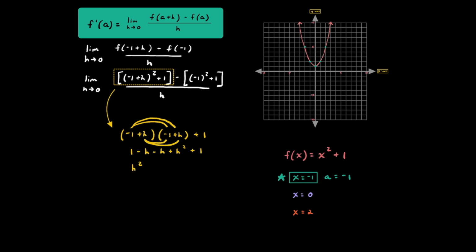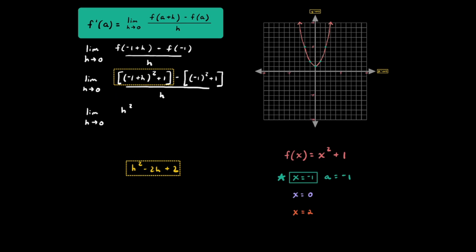Rewritten, we have h squared, and this negative h and negative h are going to make negative 2h, and this positive 1 and positive 1 here are going to make positive 2. Here's our simplified version of this first part. Let's write our simplified version into our limit and see if we can simplify anything else here. Inside these brackets, we have negative 1 squared, which is just 1, and 1 plus 1 is just going to be 2. I'm going to write this as a 2 here. So we've cleaned it up a little bit more, and this whole thing is over h.